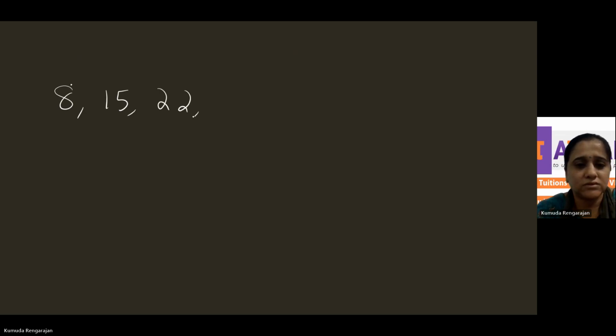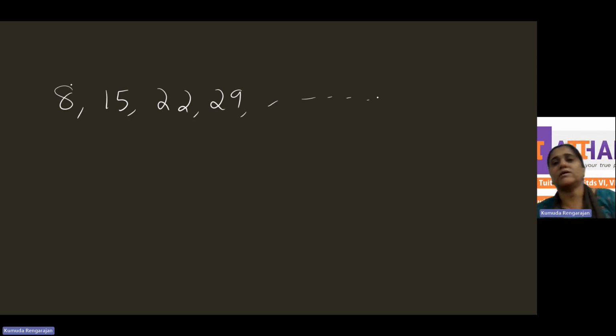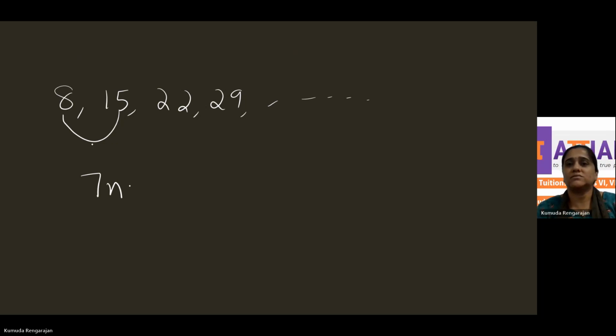Now let me write a random pattern, okay? Like say, okay, like this. So what's the difference? 7. What's the next step? 7 into n. That's the next step. Now, this is the first term. This is the second term. This is the third term. This is the fourth term.